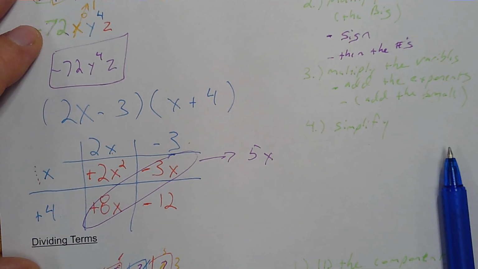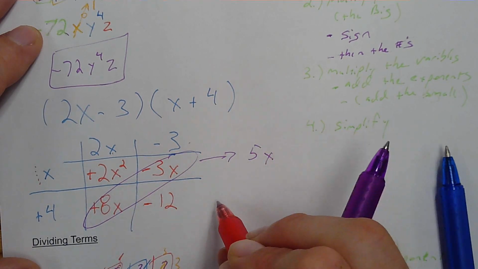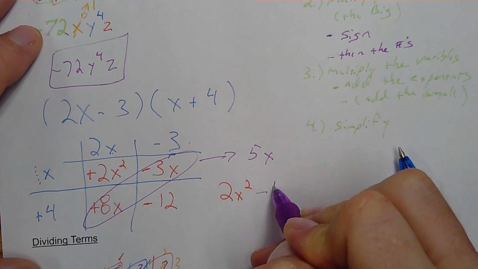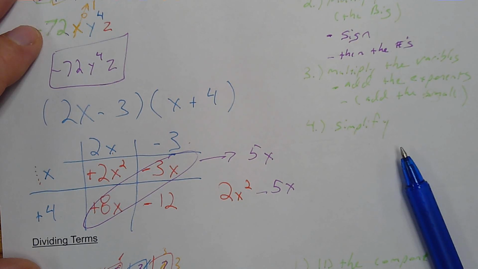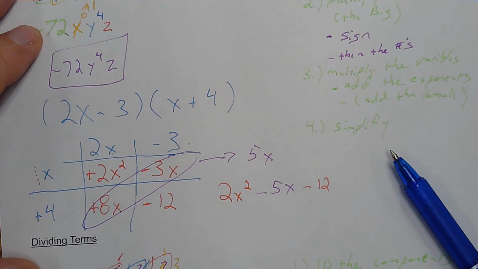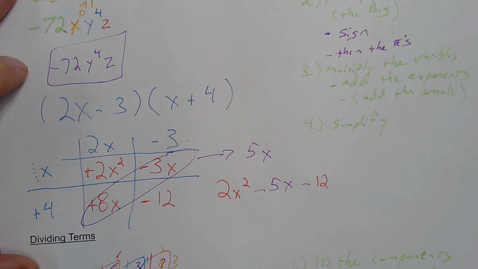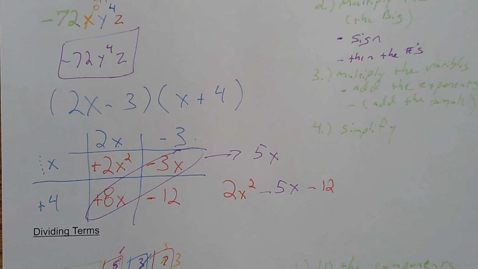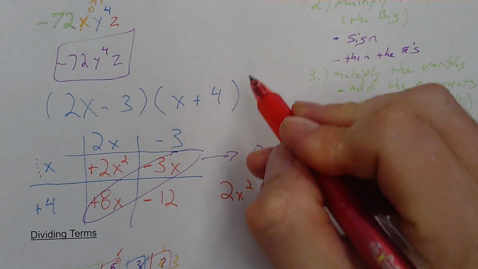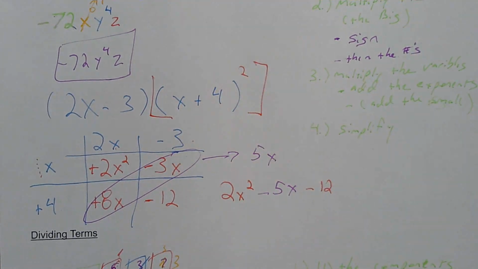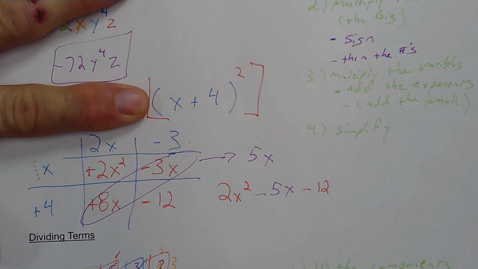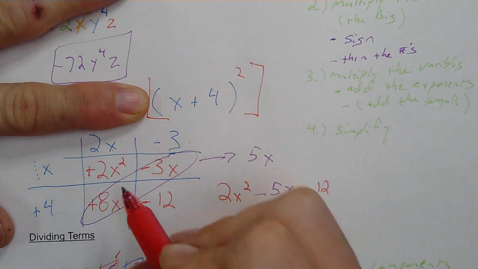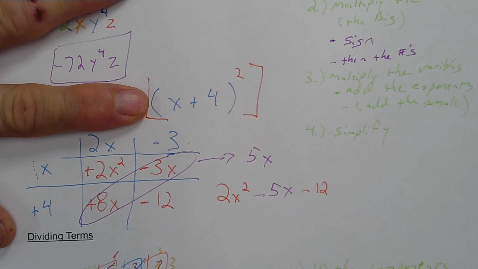So this answer will be 2x squared plus 5x minus 12. So that's a polynomial. If you had this thing squared, just this one squared, you do the same thing, except you would put this here: x plus 4, x plus 4. And if I have time, I'll show you a shortcut at the end of this.